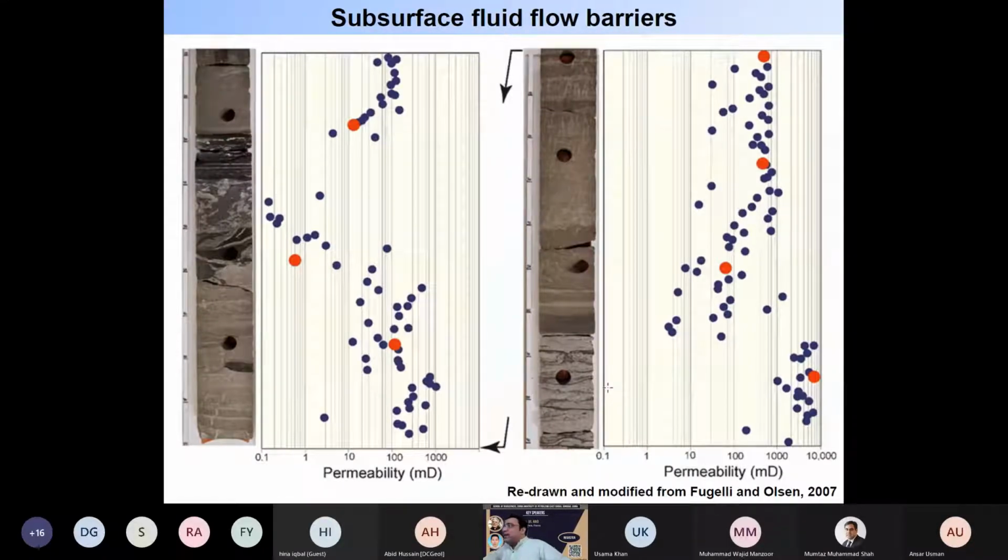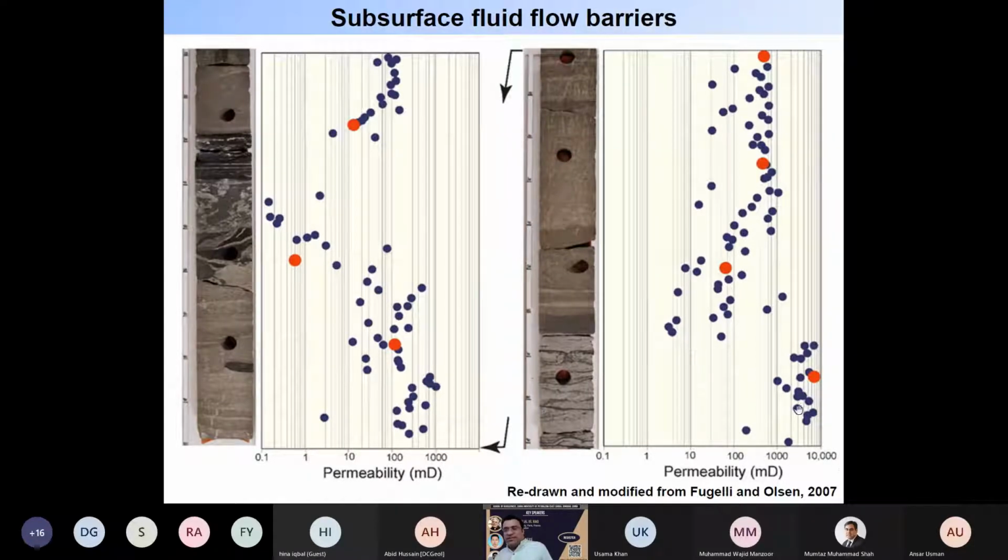If we see what the applications of hybrid beds are, they are barriers to fluid flow in the subsurface. So this is a hybrid bed from the Cretaceous Lysing Formation offshore Norway. And what you can see is permeability, which varies by several orders of magnitude.